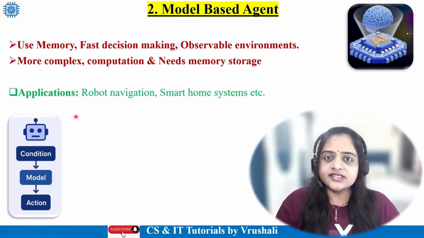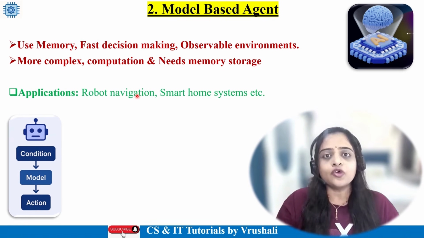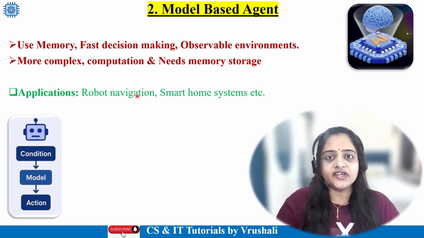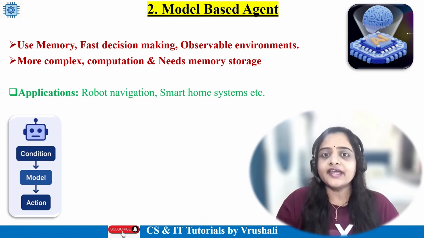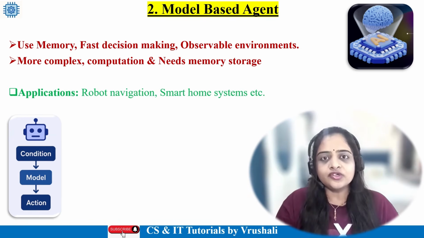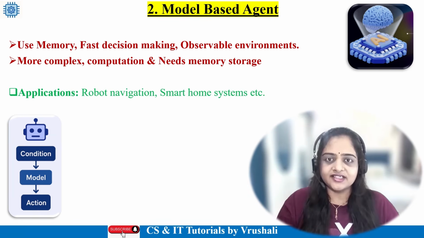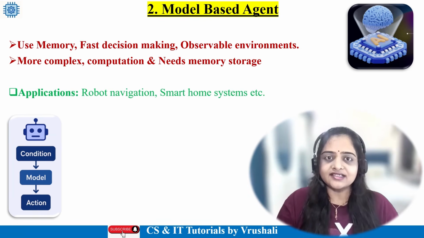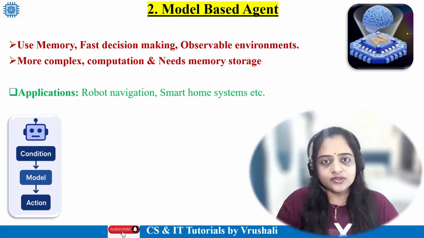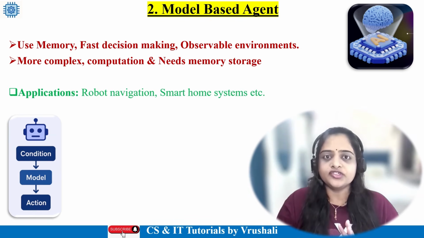This kind of application is majorly used in robot navigation systems, because the robot understands the path, like previous step, current step, next step, any obstacles. They store all this information. Again, in smart home systems, they also use the model based agent concept. So remember this: a model based agent analyzes past information, uses current knowledge and predicts the future data. And for that purpose, they require internal memory.